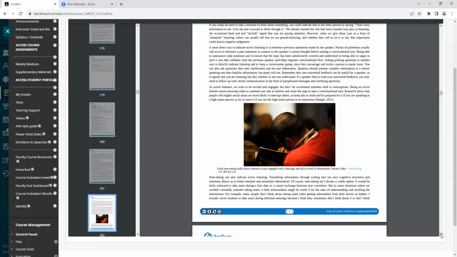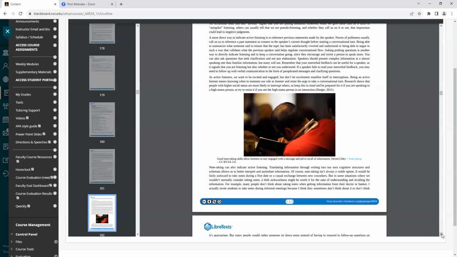You can also ask questions that seek clarification and not just elaboration. Speakers should present complex information at a slower speaking rate than familiar information, but many will not. Remember that your nonverbal feedback can be useful for a speaker as it signals that you are listening, but also whether or not you understand. If a speaker fails to read your nonverbal feedback, you may need to follow up with verbal communication in the form of paraphrased messages and clarifying questions.